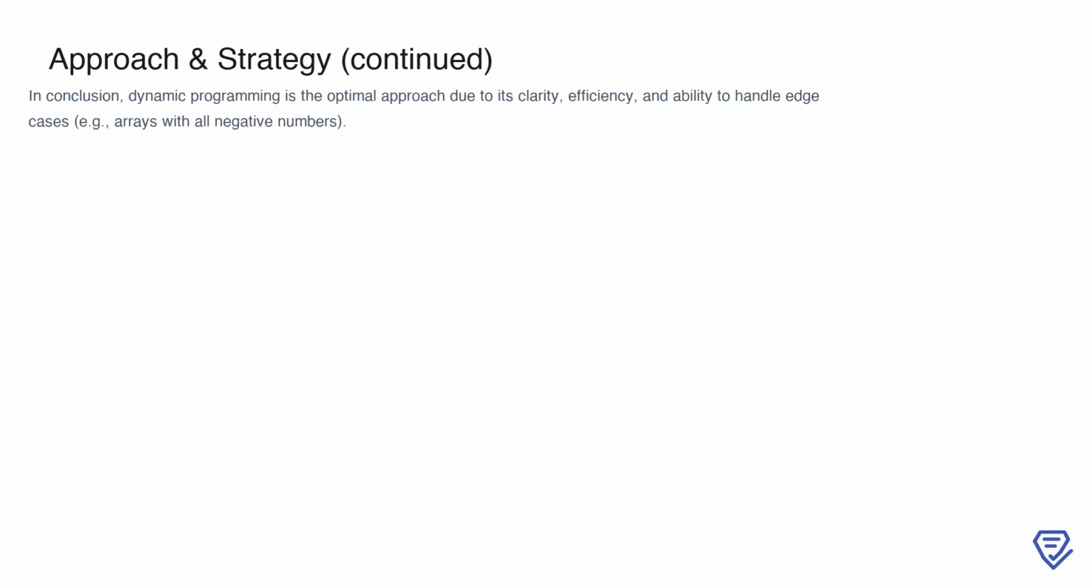In conclusion, dynamic programming emerges as the optimal approach for this problem. Its structured framework ensures clarity and correctness while efficiently handling edge cases such as arrays with all negative numbers. By breaking the problem into two states, subarrays with and without deletions, it becomes possible to compute the solution in linear time and constant space. This combination of efficiency, robustness, and scalability makes dynamic programming the ideal strategy for solving this problem.